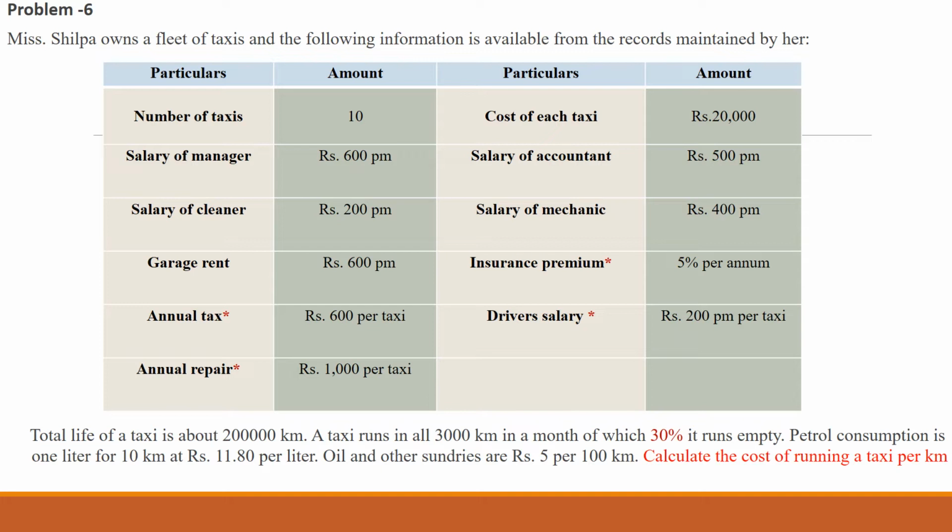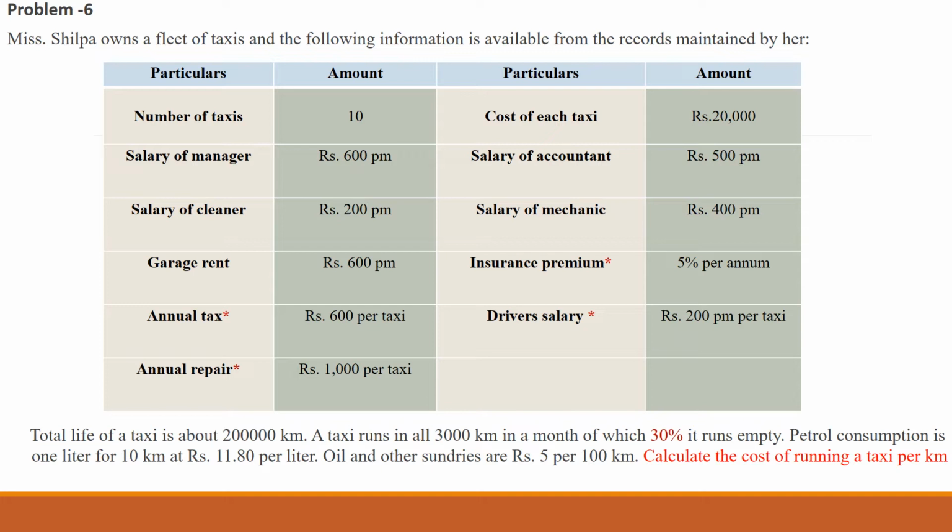Driver salary Rs 200 per month per taxi. Annual repair Rs 1000 per taxi. Total life of a taxi is about 2 lakh kilometers. A taxi runs in all 3000 kilometers in a month, of which 30% it runs empty. Petrol consumption is 1 liter for 10 kilometers at Rs 11.80 per liter. Oil and other sundries are Rs 5 per 100 kilometers. So they are asking you to calculate the cost of running a taxi per kilometer.